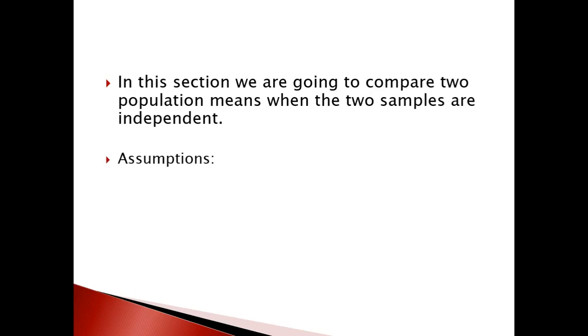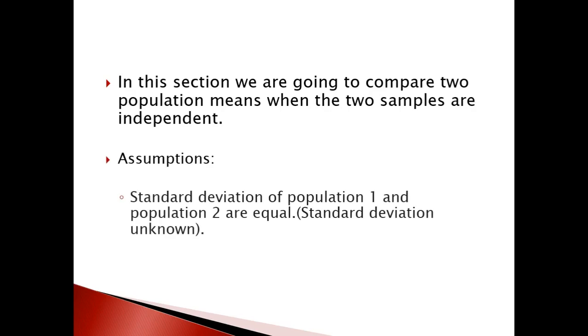Here we have two specific assumptions. First one is standard deviation of population 1 and the standard deviation of population 2 are equal. But keep it in your mind, standard deviations are unknown. Second assumption is populations are normally distributed. These two assumptions are really important.